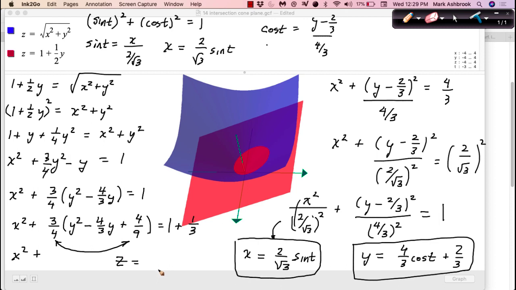What does z equal? 1 plus 1/2 of y. Yeah, we're going to use this, right? So 1 plus 1/2 of y. We know what y is, right? So z is going to be 1 plus 1/2 of that. And then we got our x is a function of t, y is a function of t, z is a function of t.